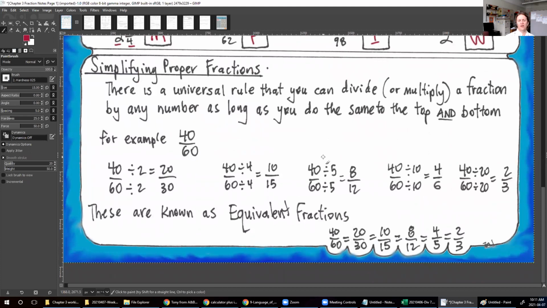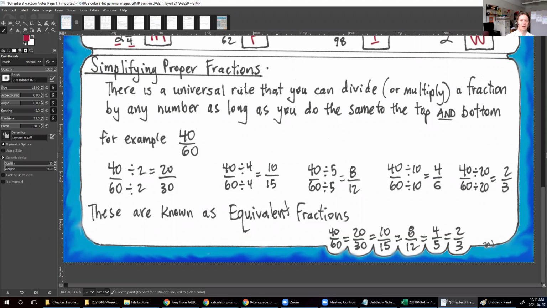Now, here's where those calculators are going to make such a difference, and not only this year in math, but next year, and in grade 10, grade 11 and even grade 12. These calculators are awesome for simplifying proper fractions, and that's one of the best reasons to use them.